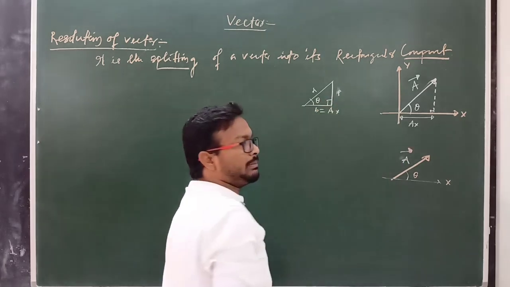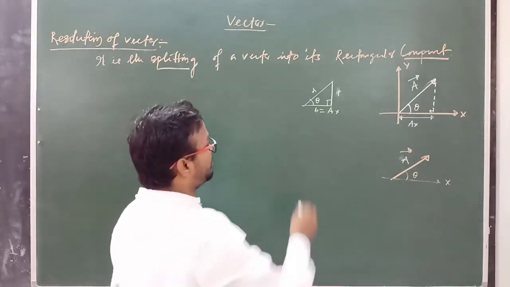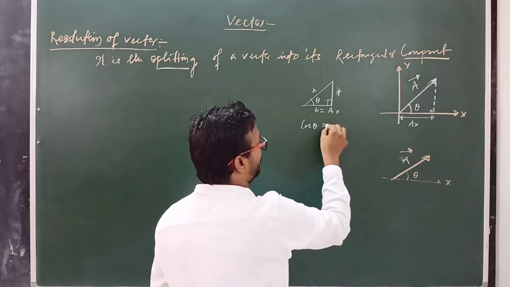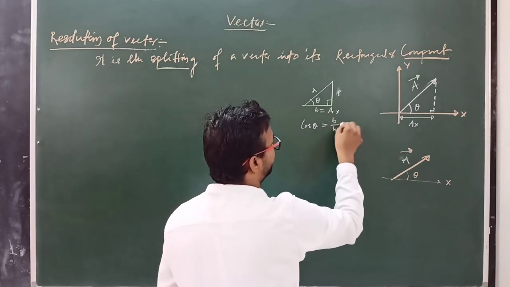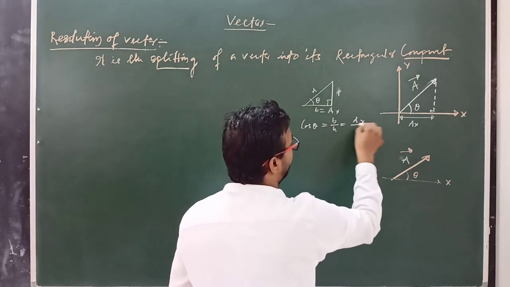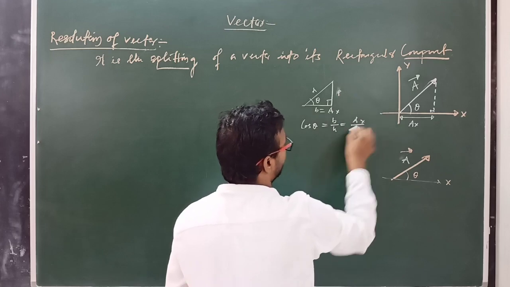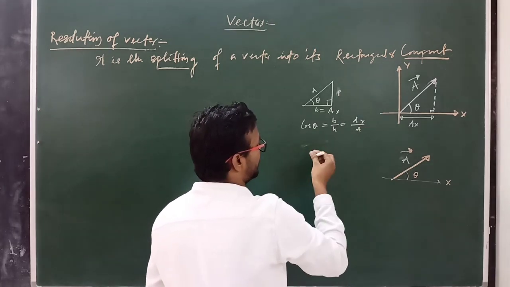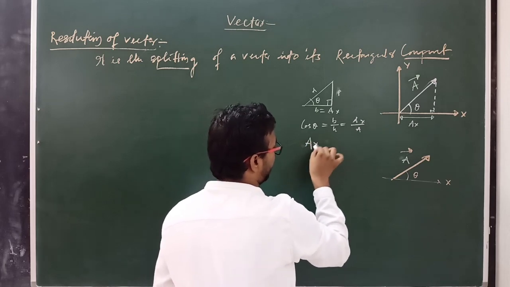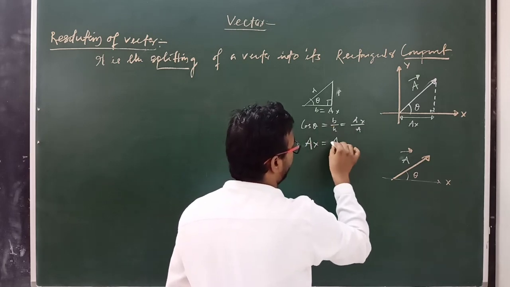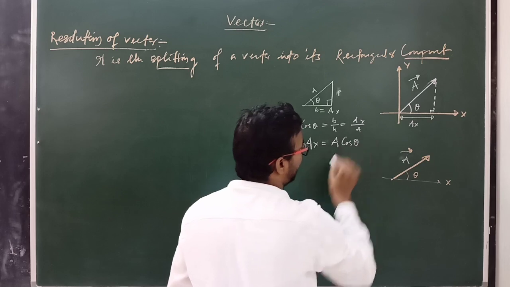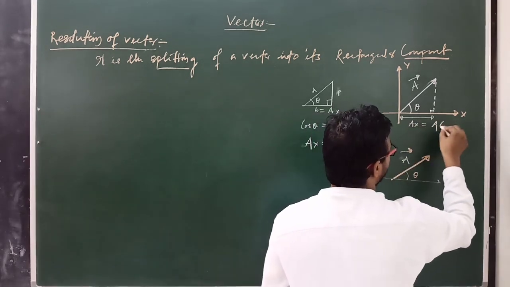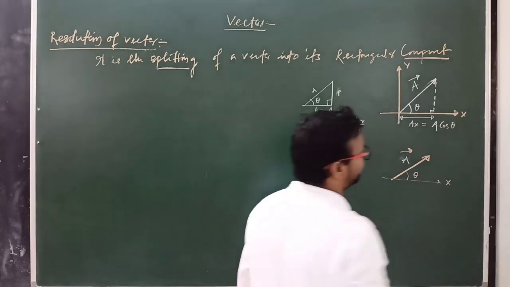We have to find the value of ax, so we have to use cos theta. Cos theta equals base upon hypotenuse, and the base is ax divided by the hypotenuse a. So ax equals, what is ax here? ax can be written as ax equal to a cos theta. So this value we got here is a cos theta.